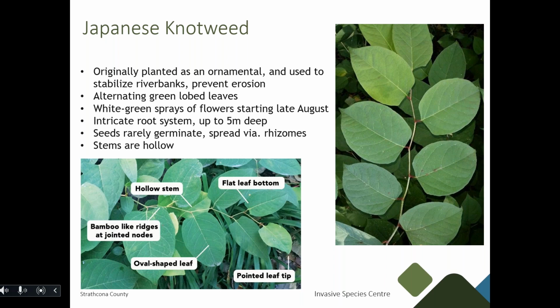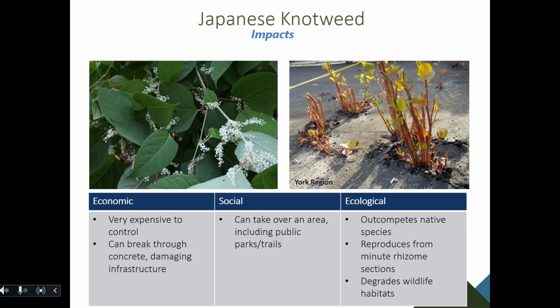It sometimes is commonly confused with bamboo because it has a hollow stem, and that stem will stay up during the winter as well. It can withstand shade, high heat, high salinity, and drought, so it's very versatile and can survive in a lot of different climates. And the seeds of this plant rarely germinate because it spreads so well through the rhizomes or the underground stem. So it will get sprays of whitish, greenish flowers, which you can see in the top left photo there, and those typically appear around August.